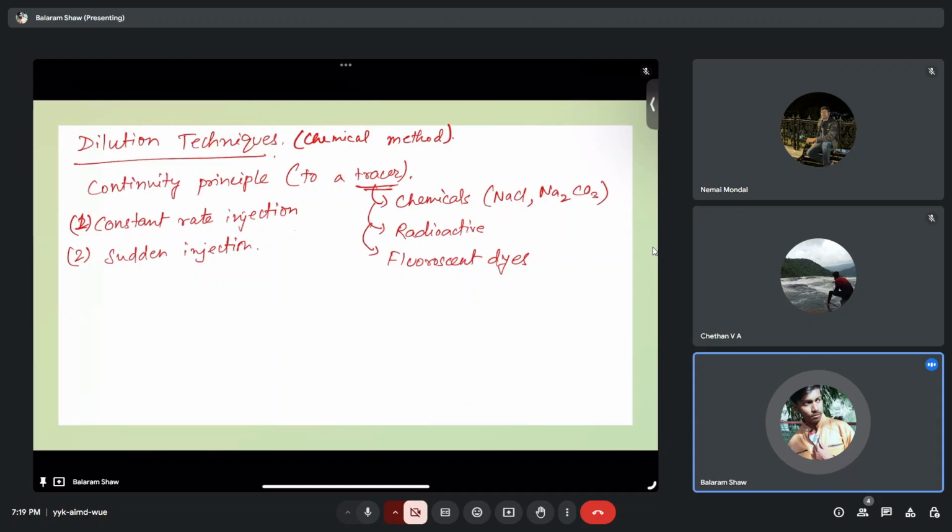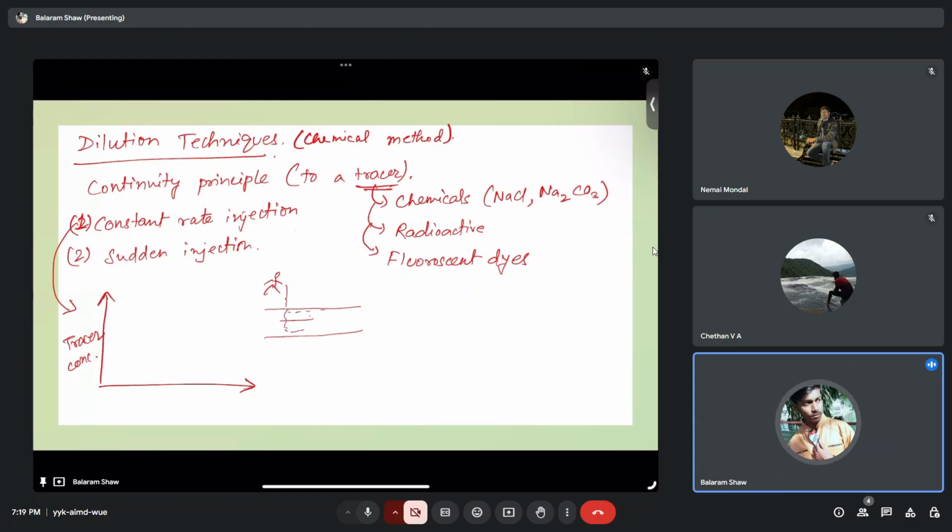So what we do is put the tracer where we know the amount of tracer that we are putting in somewhere. Let's say in the constant rate injection method, if you see the tracer concentration at some sections, we have two sections, section 1 and section 2. Let's say you are here somewhere and you are putting the tracer here in the stream.